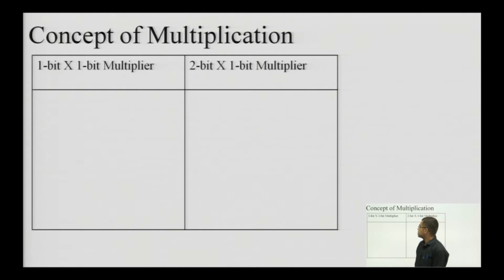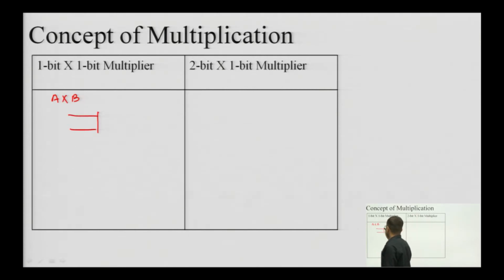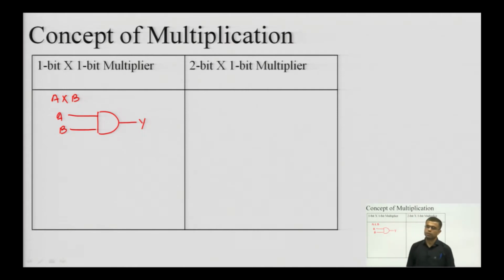So, let us start with the concept of multiplication. Let us suppose there are two numbers a and b. A and b are two numbers of single bit. This 1-bit multiplication can be performed very easily, as we all know that an AND gate is a suitable candidate for performing the product of two single bit numbers. So, this a cross b can simply be done by using an AND gate. If we are asked to prepare 1-bit by 1-bit multiplier, this AND gate is the answer for that.